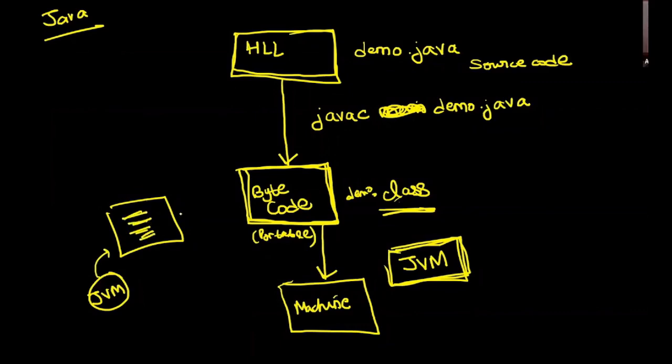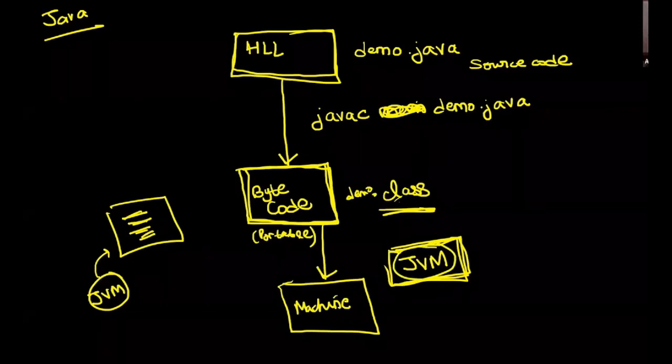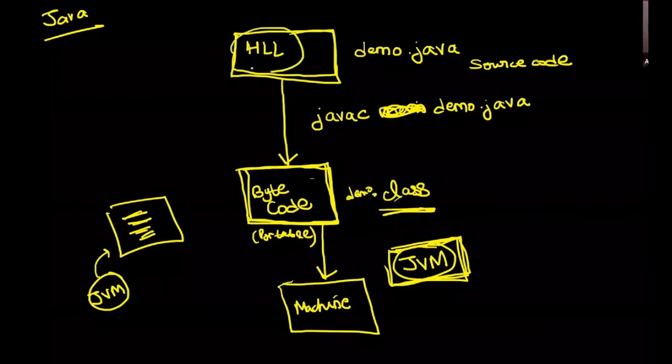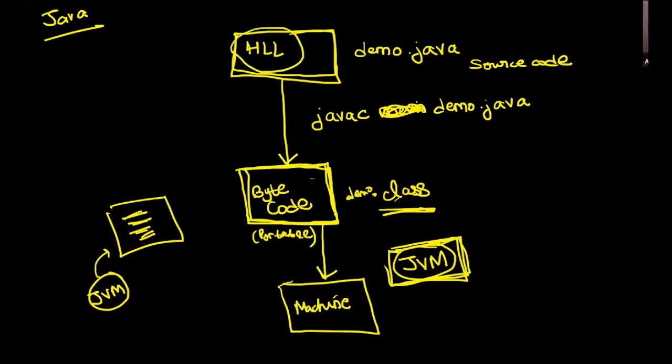So the JVM will interpret the bytecode line by line and convert it into machine code so that it can be run by the computer. Okay. So if I want to summarize what we have been talking about: in Java, first of all, you write the high level language code in your .java files, and that we call the source code. Then when you run javac demo.java, the high level language that you have written gets compiled into something known as bytecode.